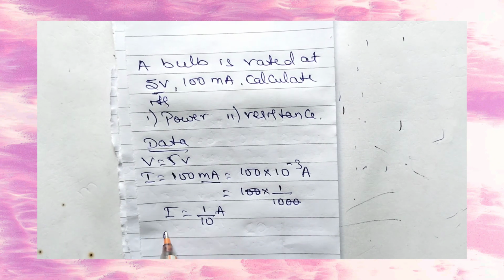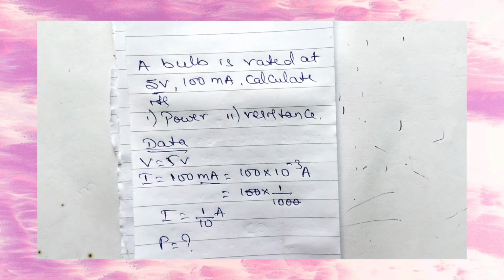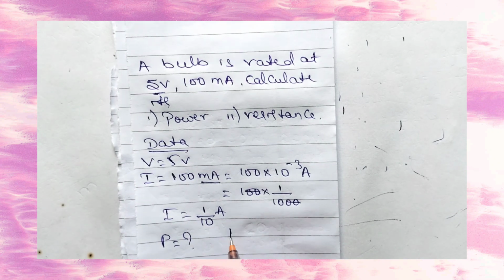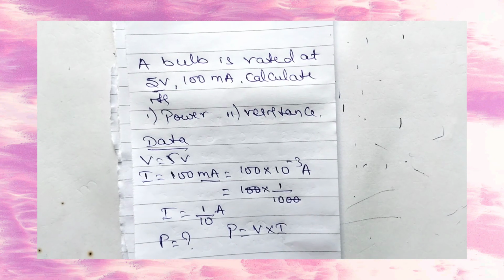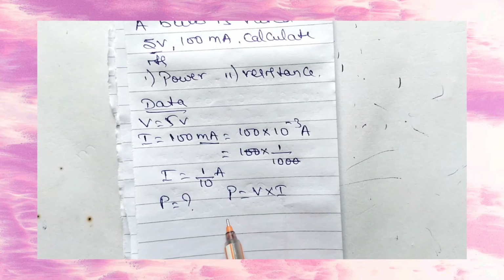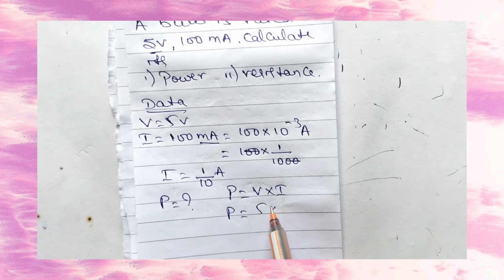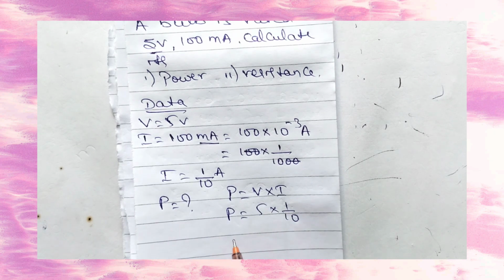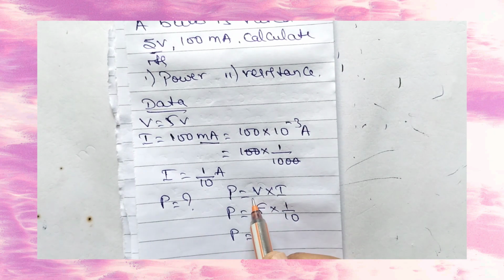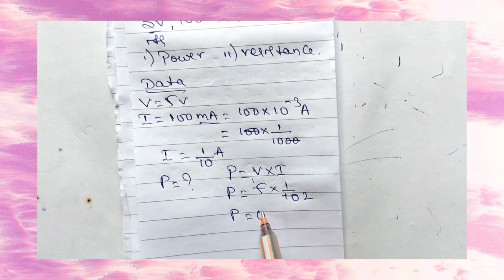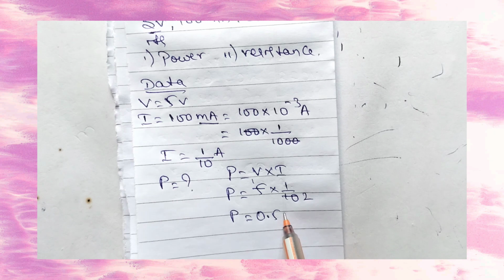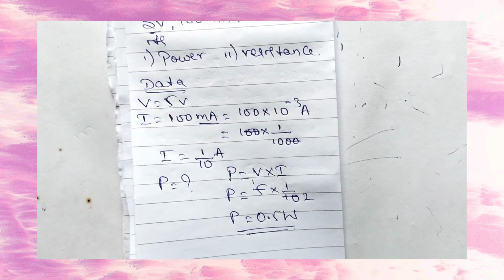Now we have to calculate power. Power is equal to question mark. So what is the relation? P is equal to V into I. So P is equal to V, which is 5, into I, which is 1 by 10. So P is equal to 5 ones are 5, 5 tens are 50, so 5 by 10. 1 by 2 is remaining. So 1 by 2 is 0.5. Half is 0.5 watt. So this is the power of the bulb.